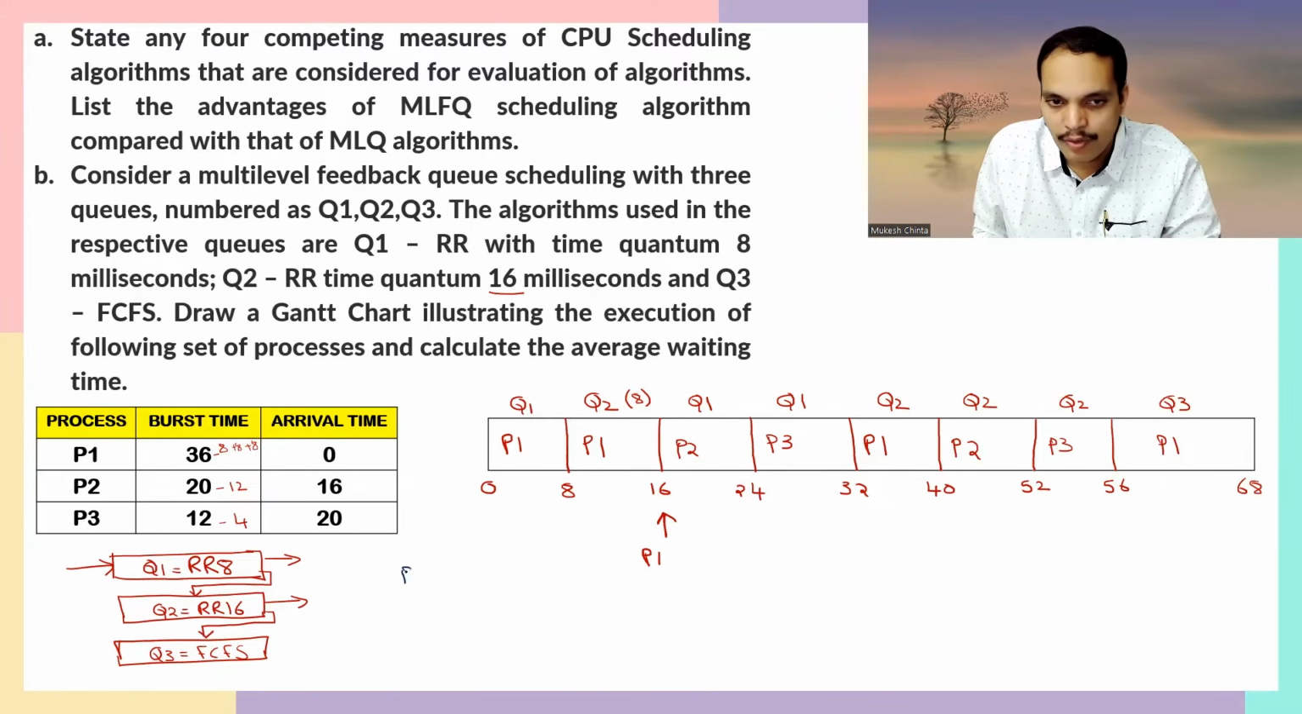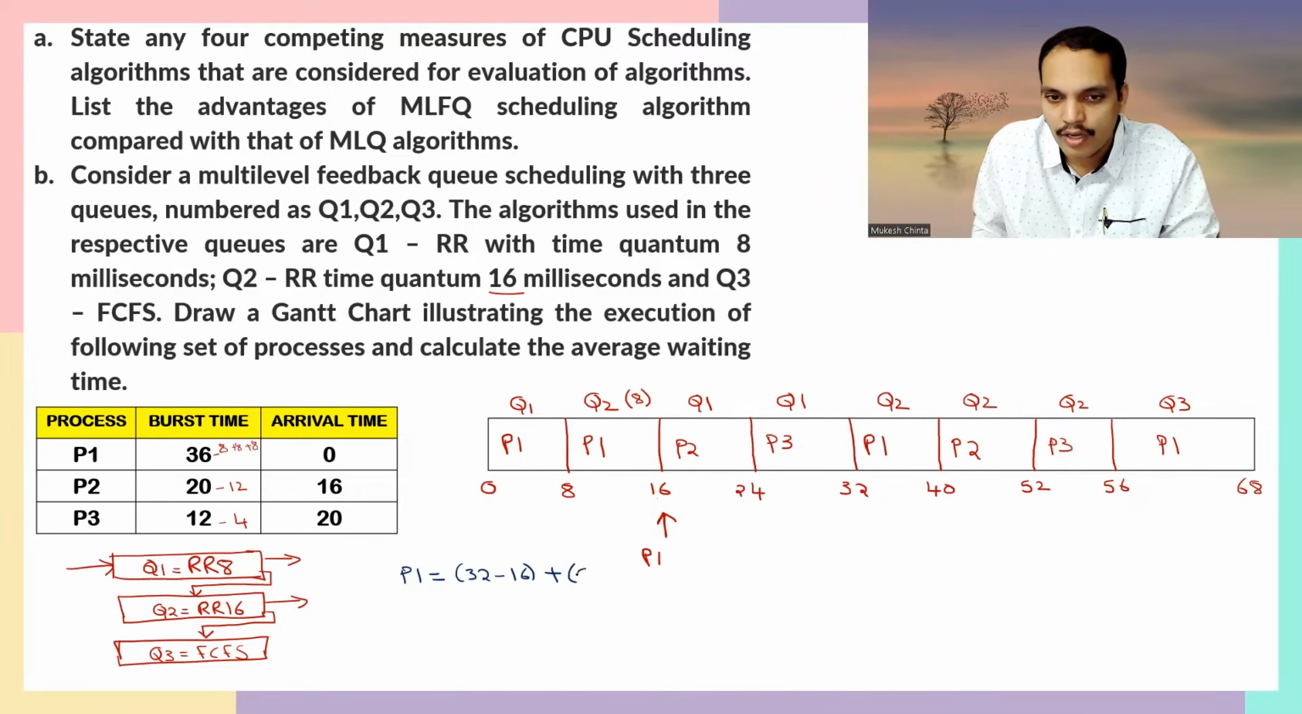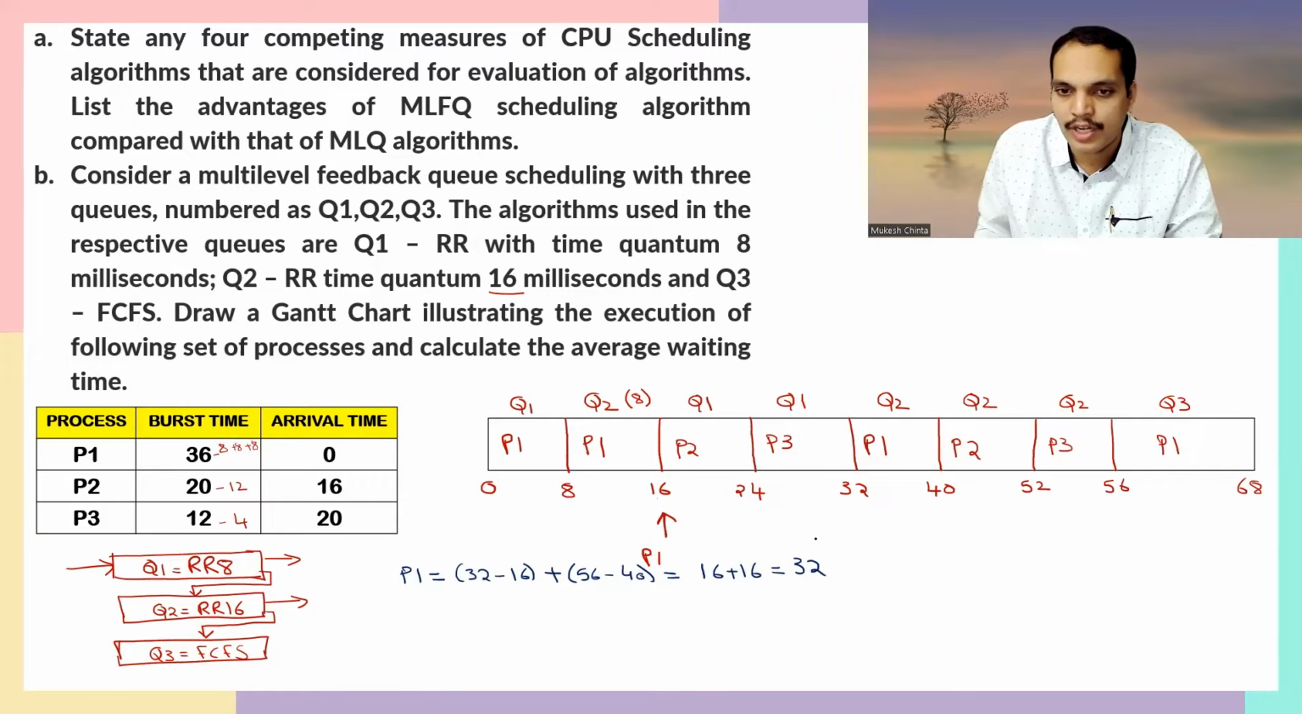Now, to calculate the waiting time, let me do it individually. First, let me calculate for P1. So P1's waiting time is, first it arrived at 0. It is allocated the CPU at 0. So it did not wait for any amount of time. It came out of the CPU at 16 and it re-entered the CPU at 32. So 32 minus 16 plus, it exited the CPU at 40 and it has re-entered the CPU at 56. So it has waited 56 minus 40, which is equal to 16 plus 16, which gives me 32. So the waiting time for P1 is 32 milliseconds.